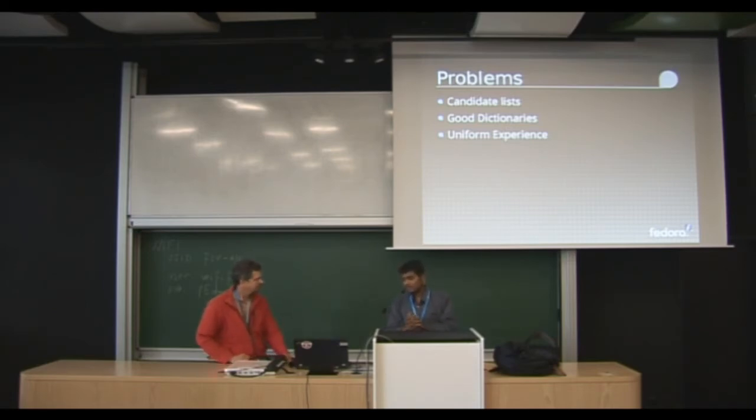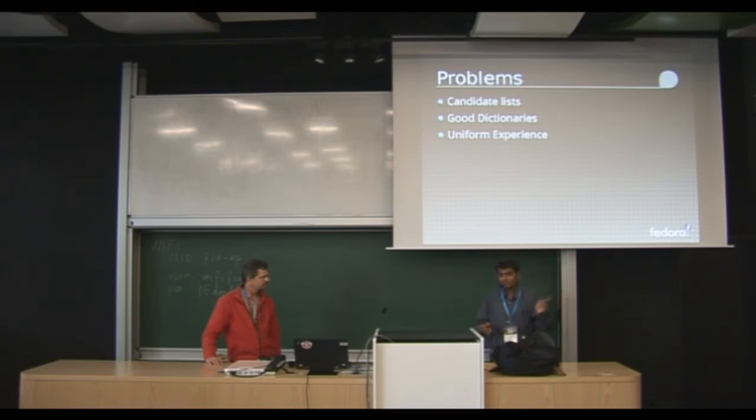The third problem is uniform experience. On a desktop, for example, if for one input method you are getting some suggestions, users often expect the same suggestions to be shown for other input methods or other desktops. For example, if you are using the on-screen keyboard of GNOME, then you would expect the same suggestions to be shown for this input method as well as for the on-screen keyboard. So we are currently working on it.